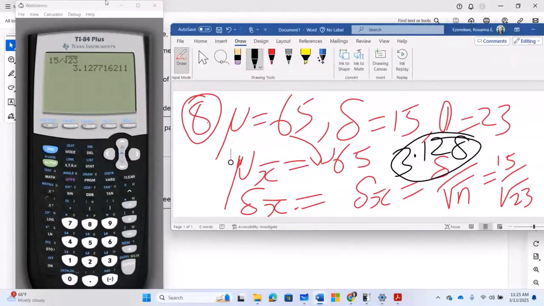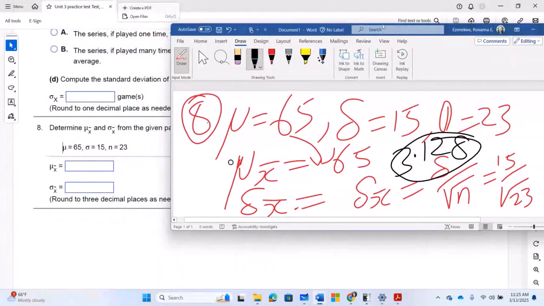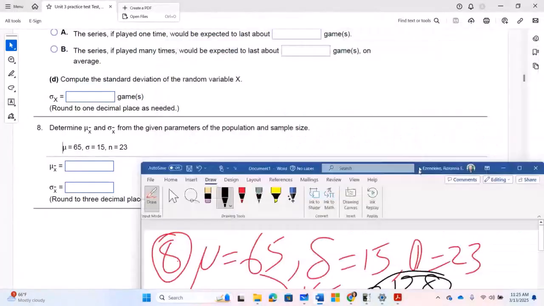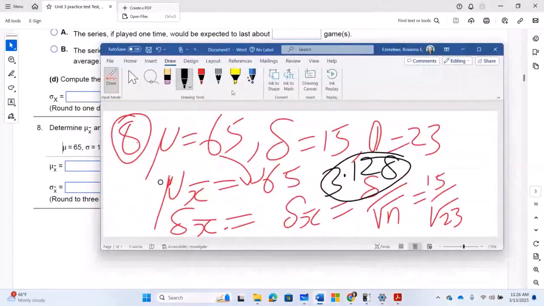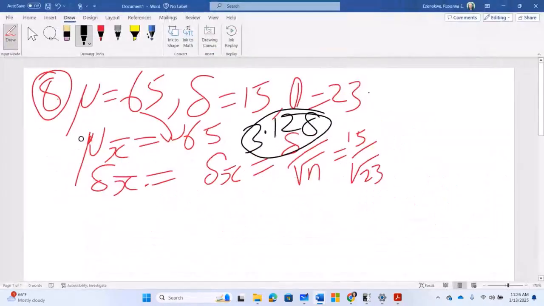Let me add something there. This is raw data. It's not standardized because the mean is 65. Suppose I include something, so let me go back to that question. I am going to include the fact that there could be other questions.